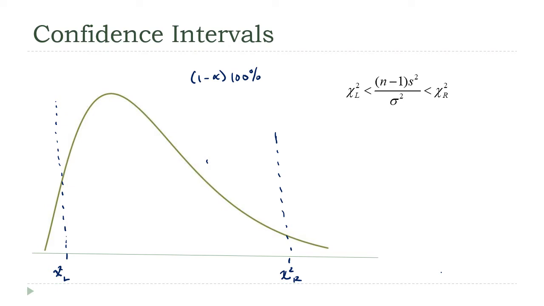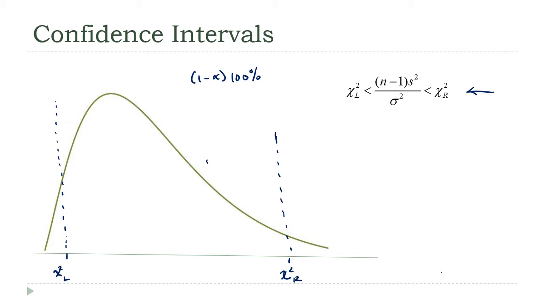Right? That's what this inequality is saying. 1 minus alpha of the standard deviations in our population will satisfy this inequality. And remember, n and sigma are both constants. N is the sample size. I know how many items I sampled. And sigma is the population standard deviation. I may not know what it is, but it does exist. It's a number, right? It's a constant value.